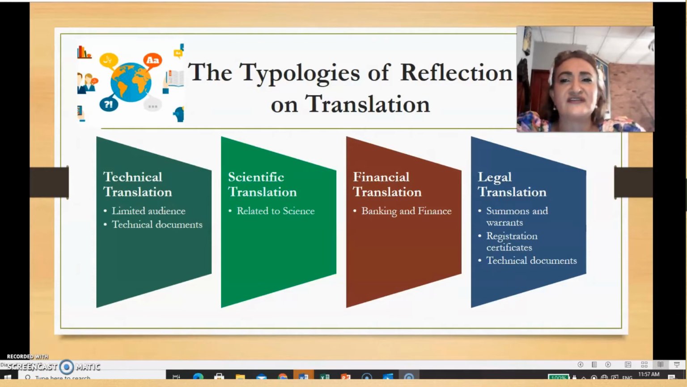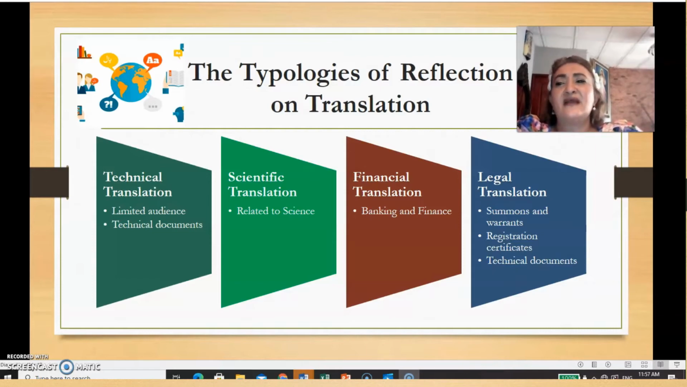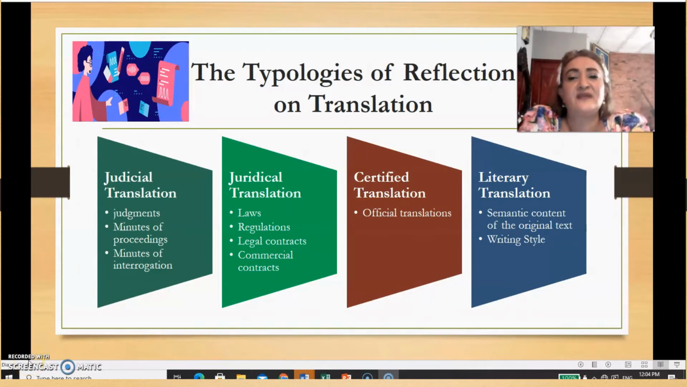Financial translation focuses on banking and finance. Legal translation covers legal documents. These are summons and warrants, registration certificates, and technical documents. Judicial translation is a translation of any document. For example, birth or marriage certificates, identity documents, sentences, property deeds, and so on. Juridical translation is the translation of laws, regulations, general sales and purchase, legal contracts, license and commercial contracts, partnership agreements.